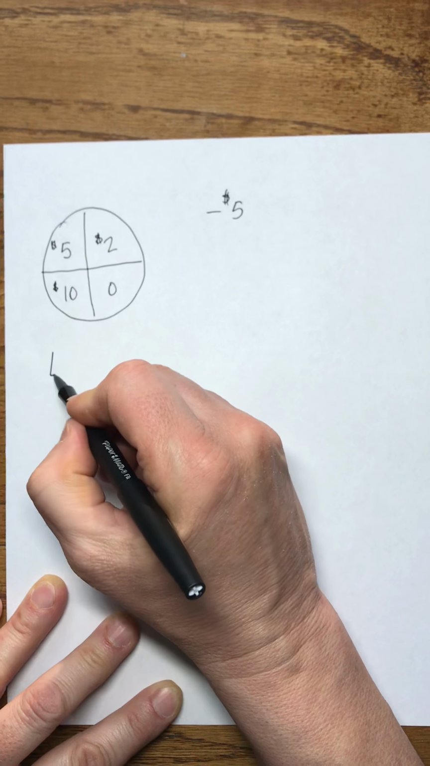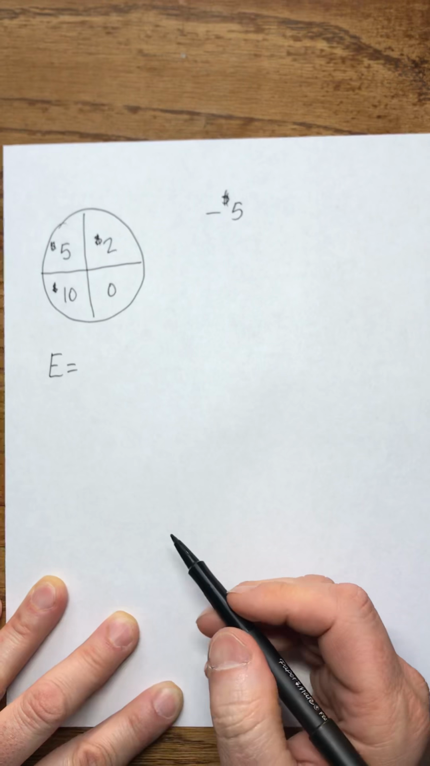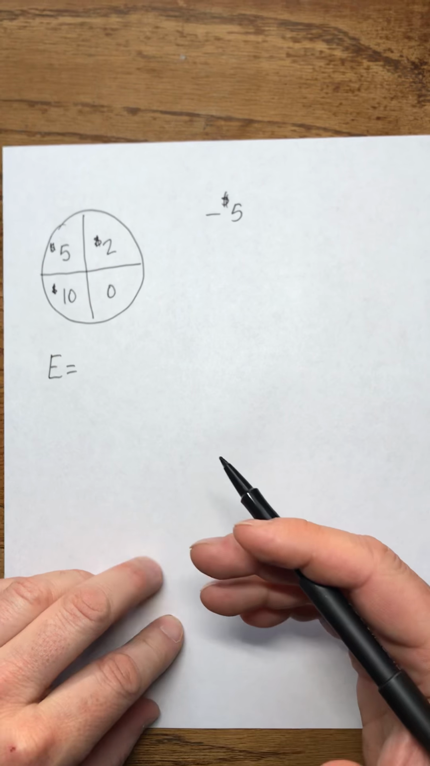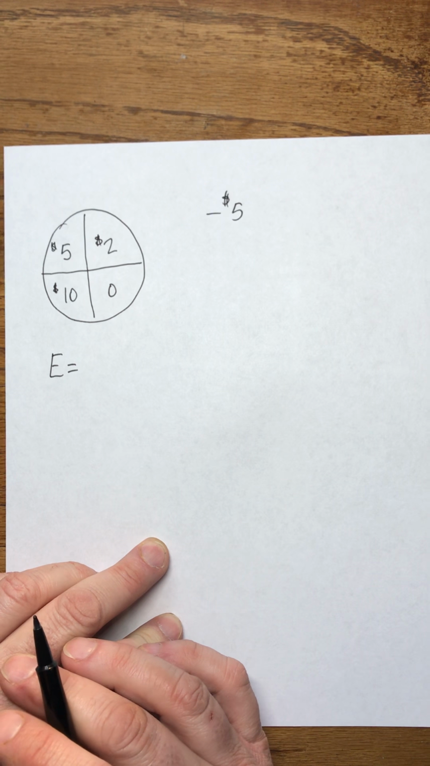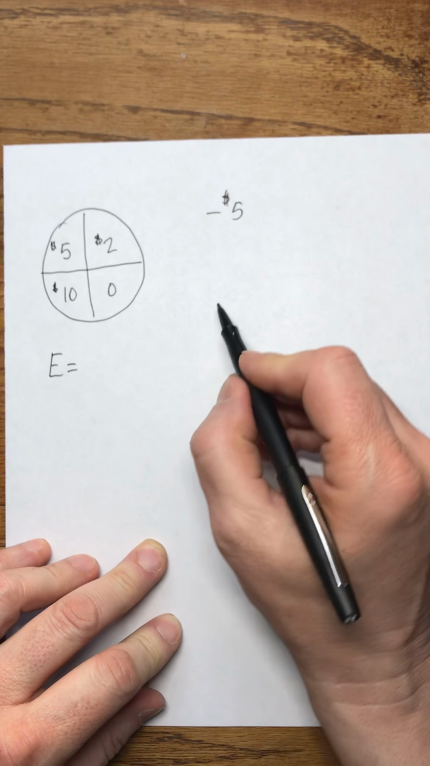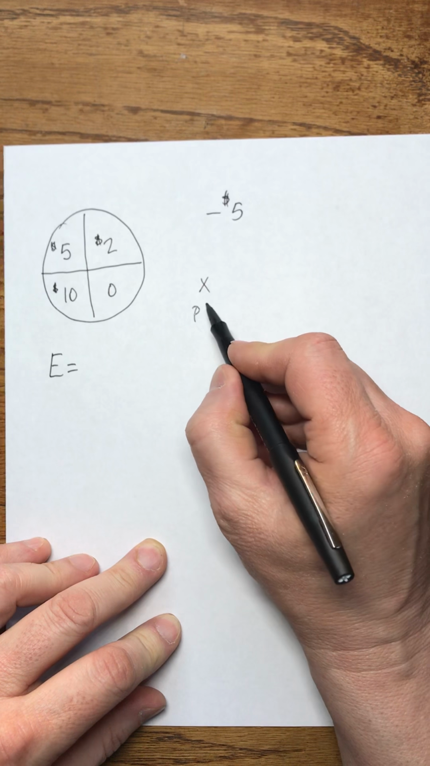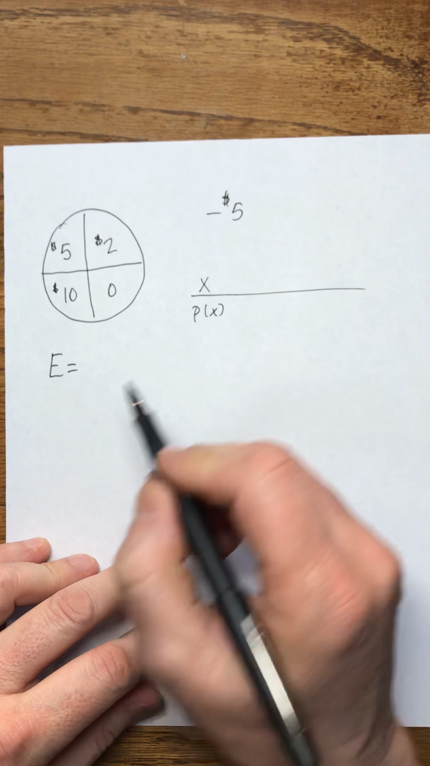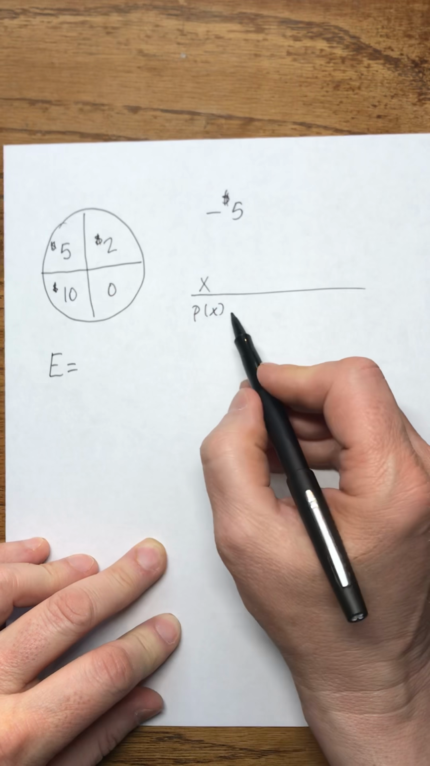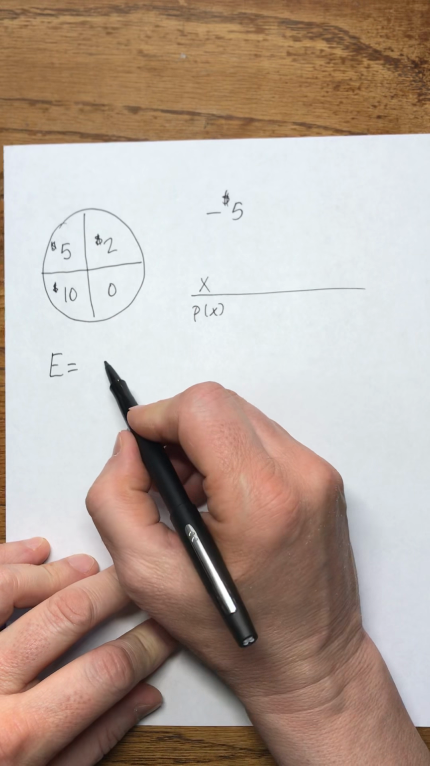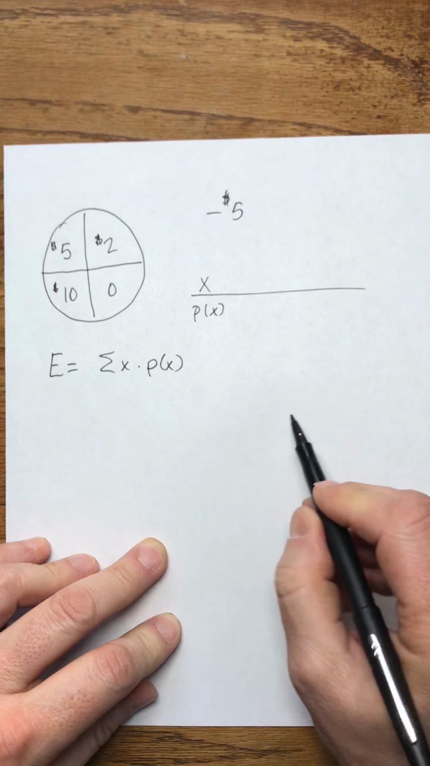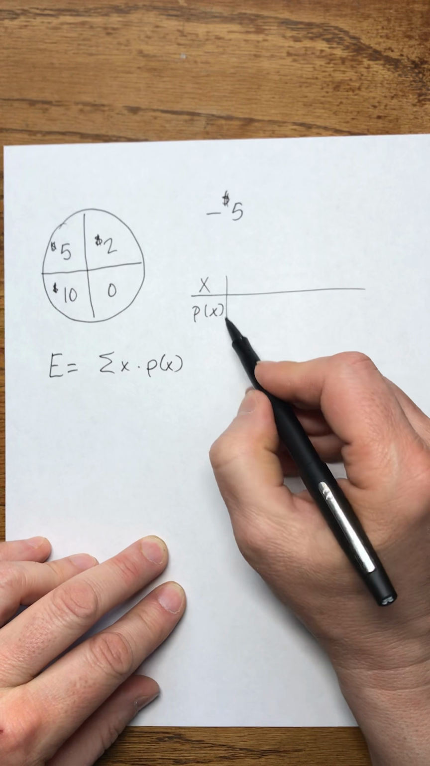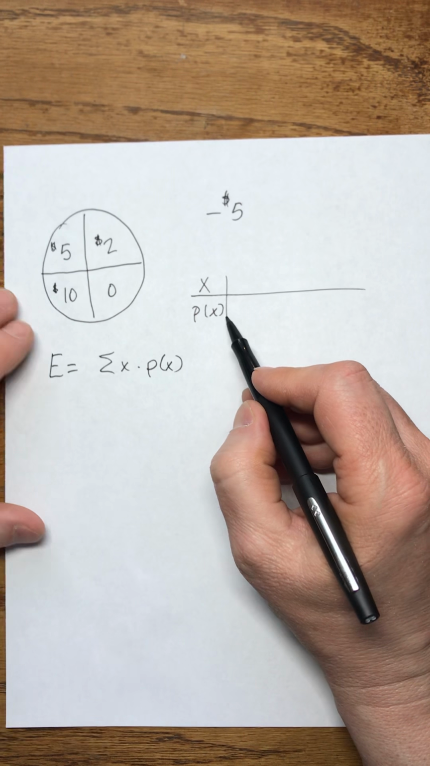Expected value tells you what would happen if you played this game over and over again, repeatedly over a long period of time. So what we would have is our x's and our P of x's again. And the expected value is actually the sum of the x's times the P of x's. So the things that could happen and the probability of them happening.